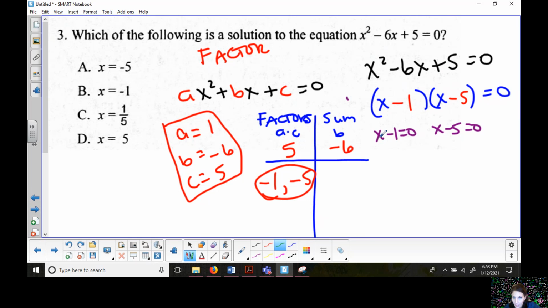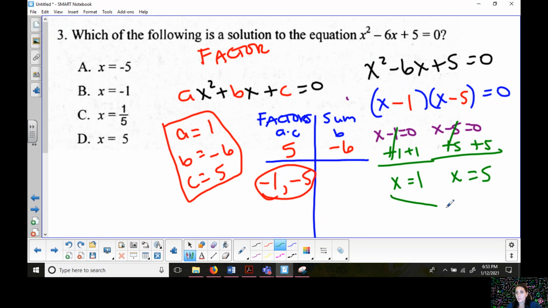So in this case, we want to get x by itself. I add 1 to both sides. X is equal to 1. Here, when we solve, we're going to add 5 to both sides. That cancels, and we get x is equal to 5. So those right there are our two answers. And if we go back here and look at what they try to do to us, they try to trick us. We have -5, that doesn't work. -1, nope, no. Our answer here will be D.